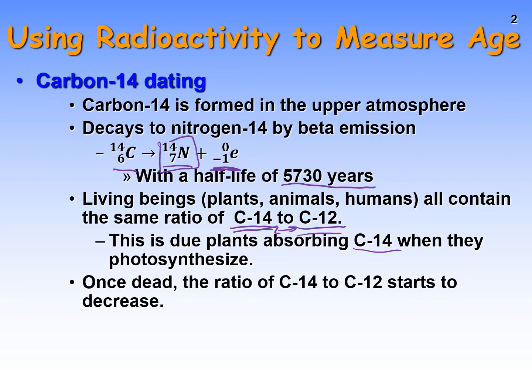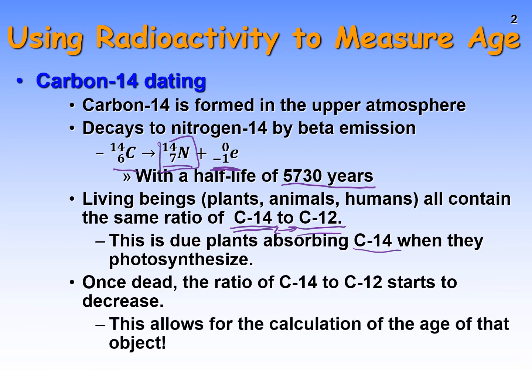But once we die, we stop taking in carbon-14, and the carbon-14 we have starts to decay to nitrogen-14, which causes the ratio between carbon-14 and carbon-12 to decrease. We can use the ratio that we have at this point in time versus what it should have been back when we were alive to measure how long it's been since the thing died. This allows for the calculation of the age of that object.